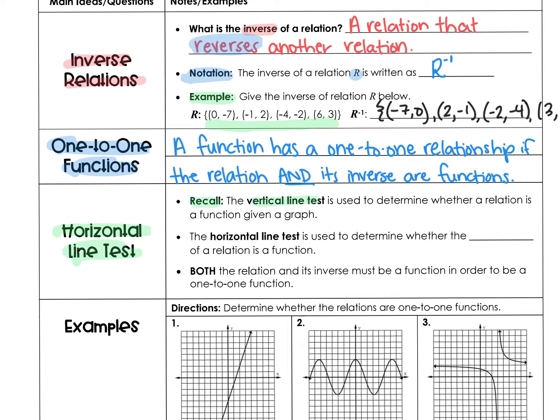First, recall the vertical line test is used to determine whether a relation is a function given a graph. And that's what we did in one of the first lessons in this unit. We used the vertical line test to see if the graph represented a function or not. Now we're going to use the horizontal line test to determine whether the inverse of a relation is a function. So in order to be a one-to-one function, both the relation and its inverse must be a function. All right, and we use the horizontal line test to do that. So if you're looking at a graph, it's pretty easy to do. So we're going to check that out.